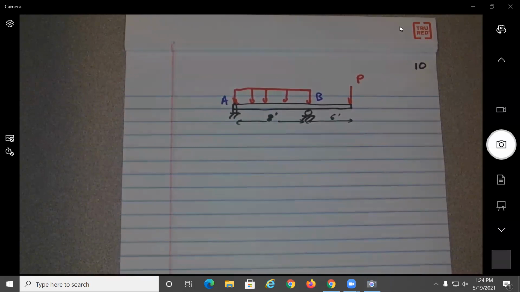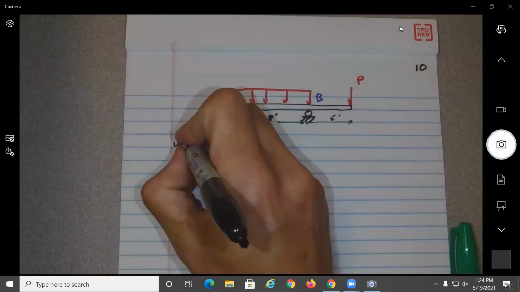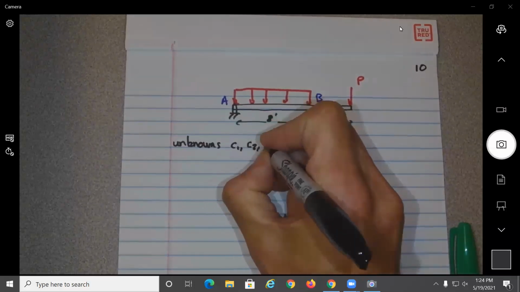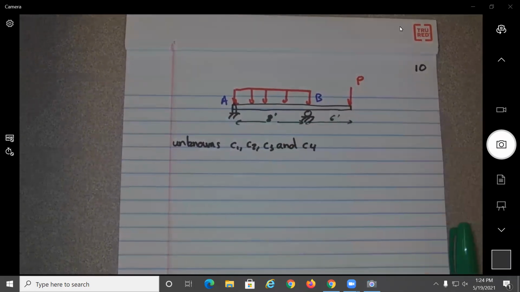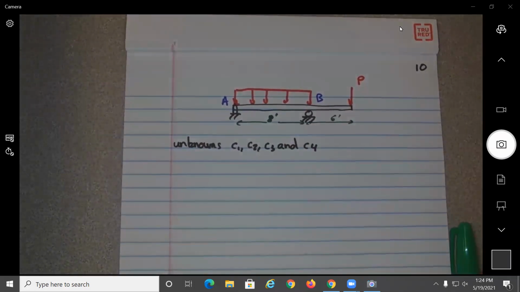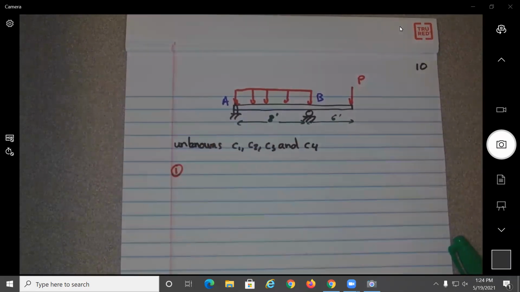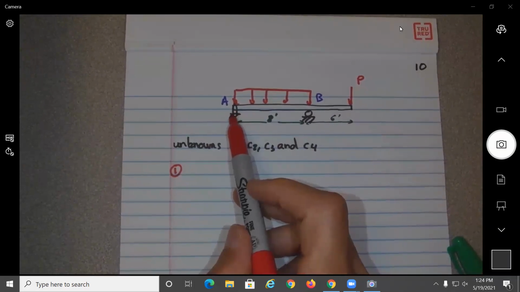All right, so we need different boundary conditions. So we have 4 unknowns, C1, C2, C3, and C4. So we need to have 4 boundary conditions or 4 continuity equations. One of them that we discussed yesterday at the end of the class is that we know the deformation needs to be 0 at point A and point B, no?